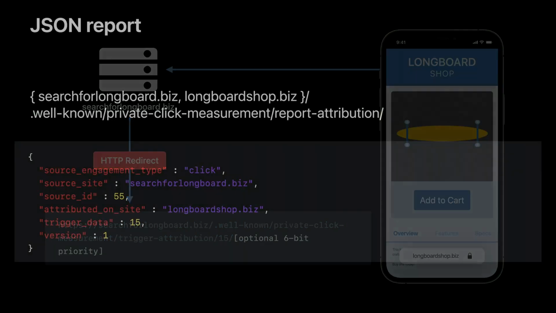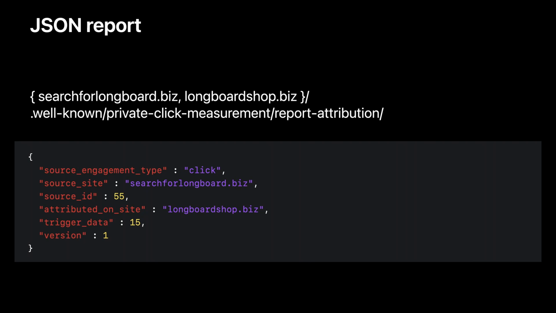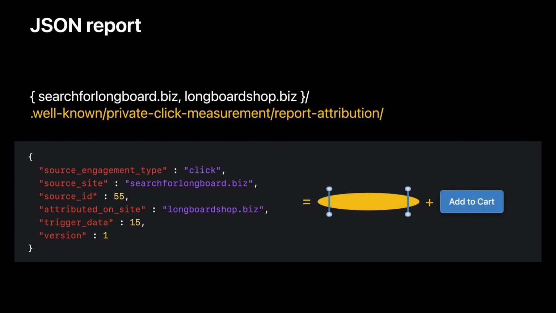The last step is reporting. The report will be sent in a JSON format to this well-known location. The report provides the data that links an ad click with a conversion, but you can see that there's no identifying information about the user included. In this case, what you learn is that someone somewhere added a lemon yellow longboard to their cart on longboardshop.biz. You can use this information to measure ad campaigns without needing to track specific users. And those are the basics for implementing private click measurement to measure web-to-web ad campaigns.